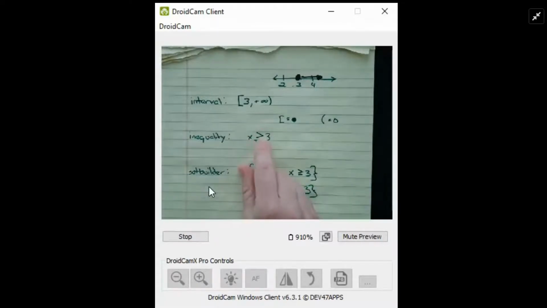The smallest it can get, the smaller side of the inequality is with a 3, because that's as small as it can get, 3. Everything else is going to be bigger. So that's your inequality form.